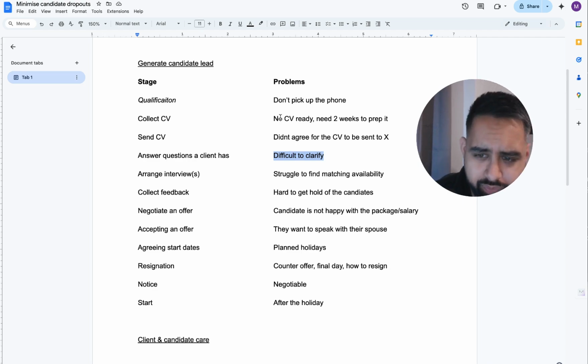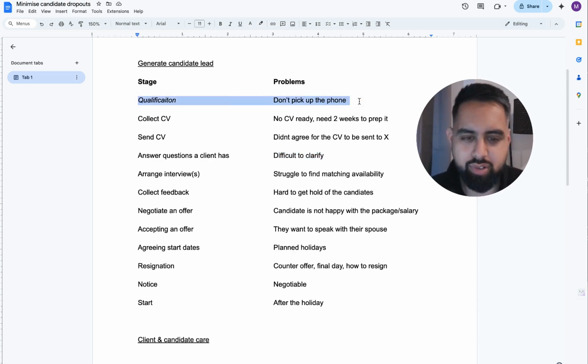Now, looking at all of these problems and challenges and the way that we've solved it anyway, is if we take every single problem, rephrase it into a question, and then ask it at qualification stage, right at the beginning, literally right at the beginning.